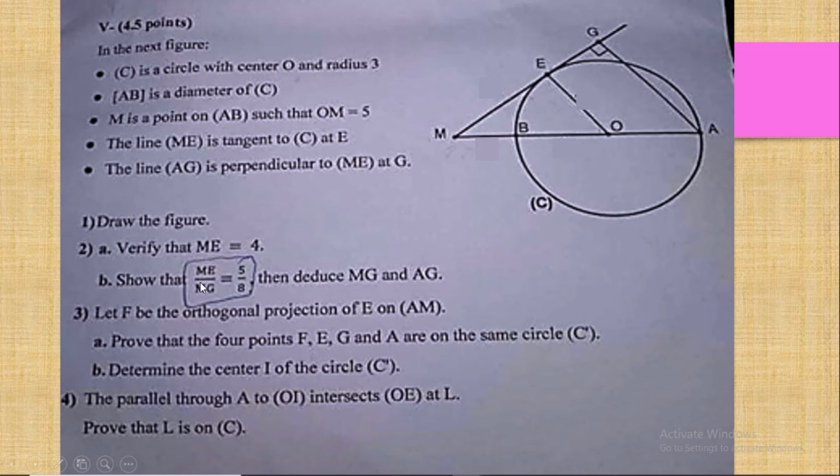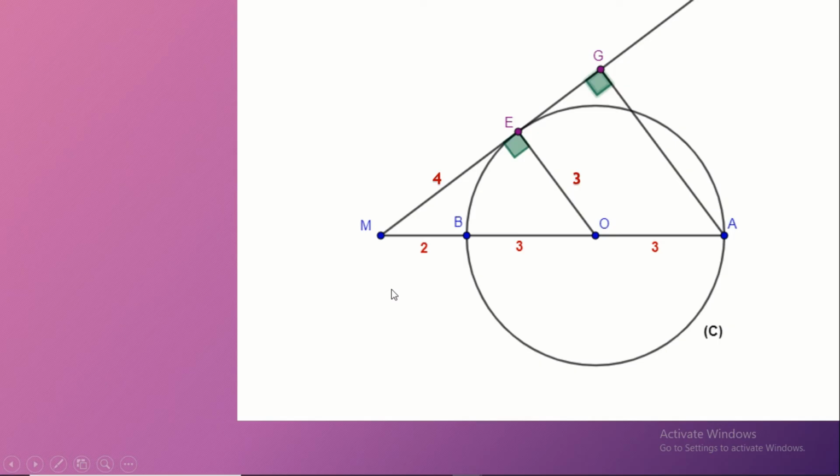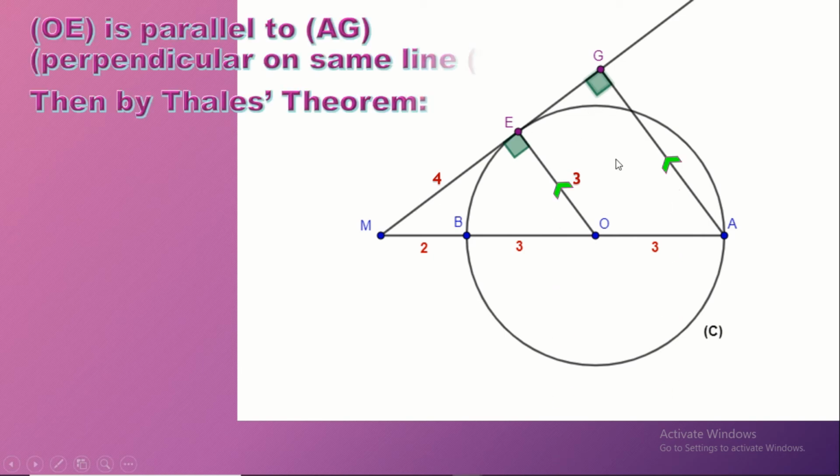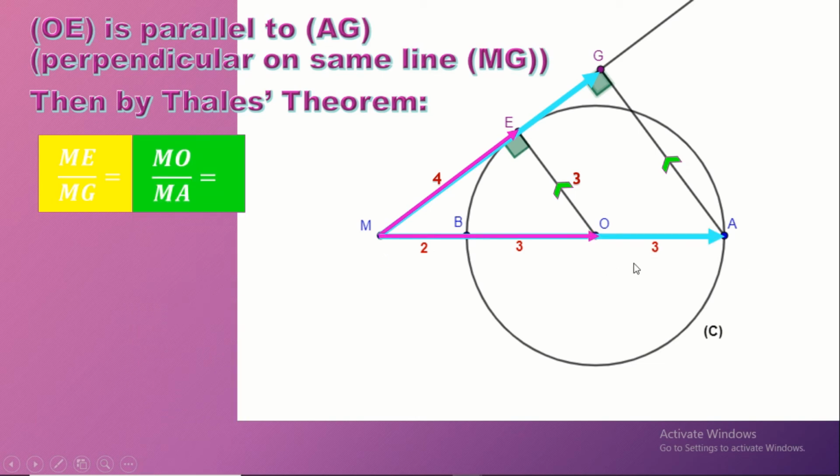Now show that ME over MG equals 5 over 8. Then deduce the values of MG and AG. Note something which is very important. We have OE and AG perpendicular to the same line, which is MG. Then we can say that these two lines are parallel to each other. Can't we apply Thales property in this case? So by Thales theorem, we can say that ME over MG is equal to MO over MA.